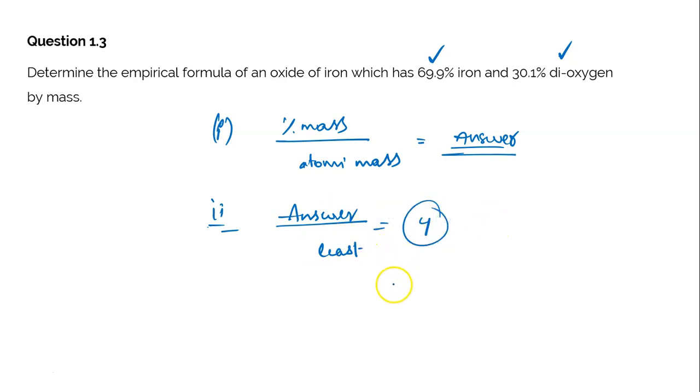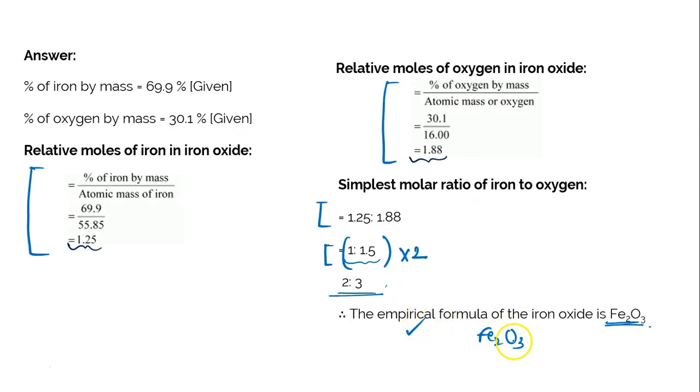Make sure the y is converted into a whole number by multiplying with a simple suitable number. So that in turn will give you what? That in turn will give you the number of atoms of each element in the empirical formula. I hope this helps you. If in case you have not understood this, please don't hesitate to ask me to explain again in the comment section.